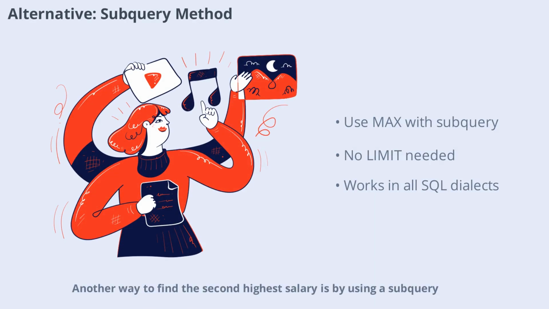Another way to find the second highest salary is by using a subquery. For example, SELECT MAX(salary) FROM employee WHERE salary < (SELECT MAX(salary) FROM employee). This approach finds the maximum salary that is less than the highest, effectively giving you the second highest value. It's a great alternative when LIMIT and OFFSET aren't available.